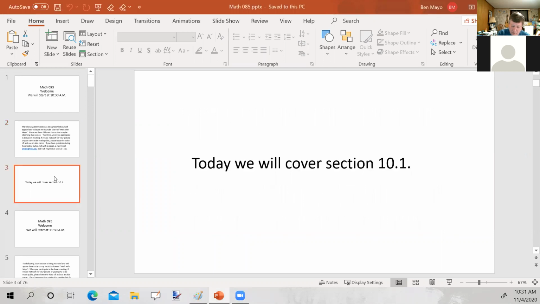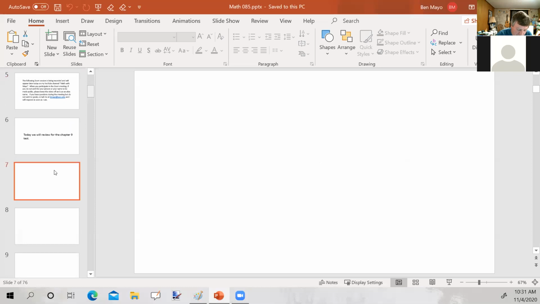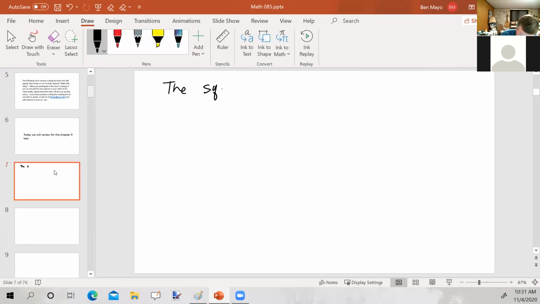So today, we're going to start chapter 10. And we'll be taking a look at section 10.1, and we'll be looking at what is known as the square root property.